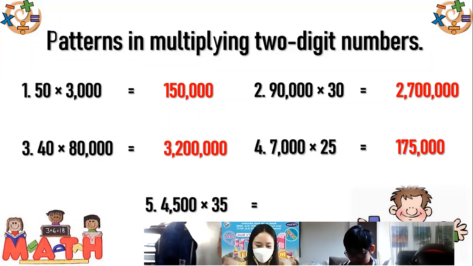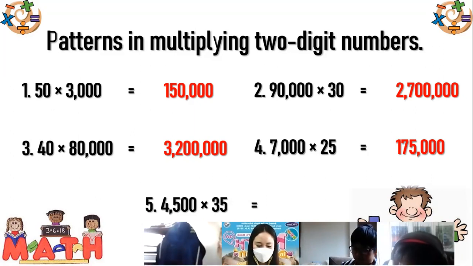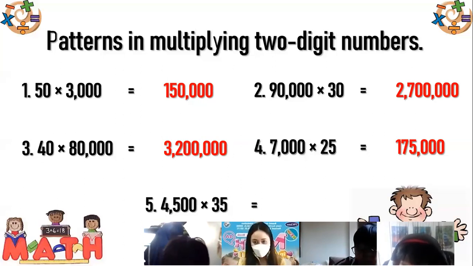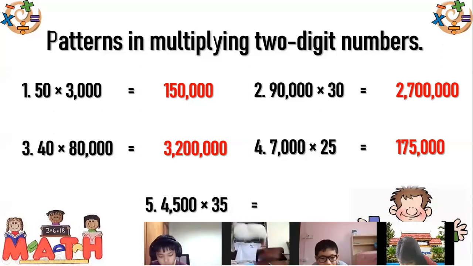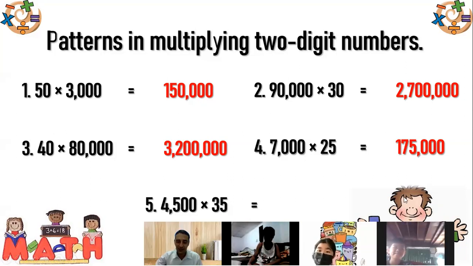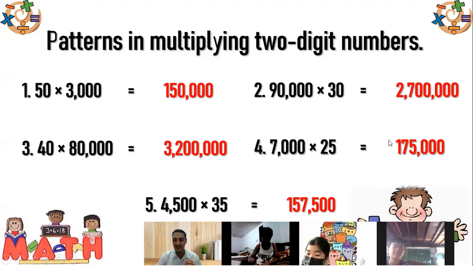1 million? That's not correct. Any other students? 100,000, 67,500. Very good. But when we say it all together, we say 157,500. That is the correct answer.